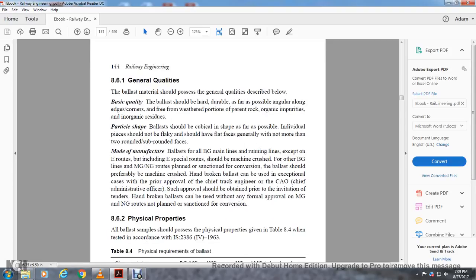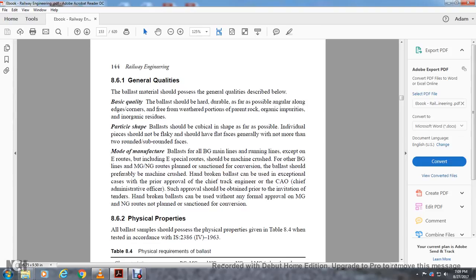The mode of manufacture of ballast: for all broad gauge main lines and running lines, including special routes, ballast should be machine crushed. For broad gauge lines, and for meter gauge and narrow gauge routes planned with sanction, the ballast should preferably be machine crushed.